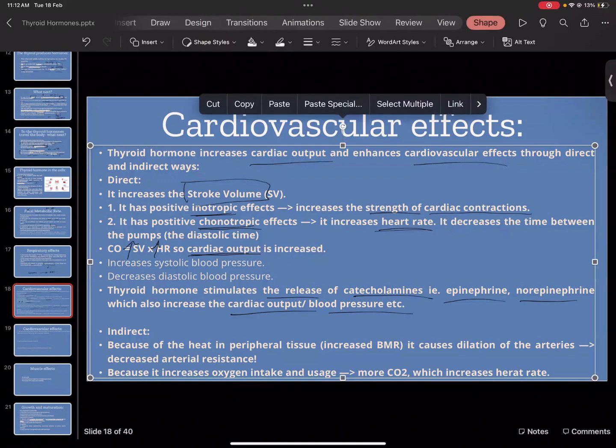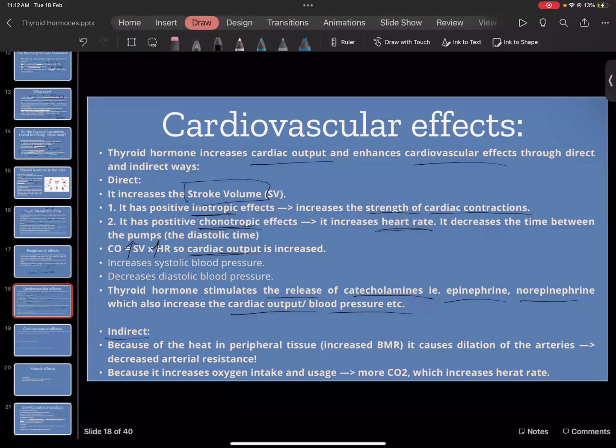All right. So because of the heat, this is the indirect way. Here we talked about the direct. These are all direct ways in which the thyroid hormone helps increase the cardiovascular effects. And these are the indirect ways. Because of the heat in peripheral tissue, because we said it increases the basal metabolic rate, so that increases the heat all over the body.